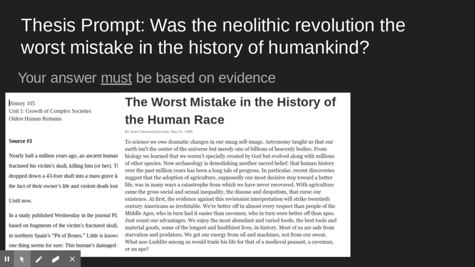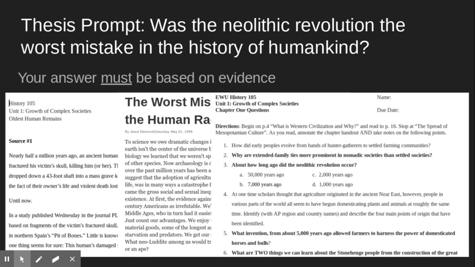Another big one that we used was the worst mistake in the history of the human race. So this is the reason for our thesis statement. We're kind of basing it on this guy's argument of, they had equality and free time and good diets and health. Does that really trump civilization? Because that's what the Neolithic Revolution is. It's an end to that hunter-gatherer lifestyle and the beginning of civilization.